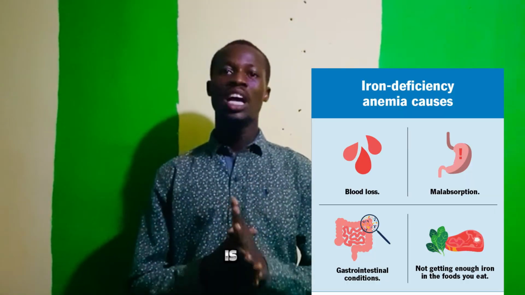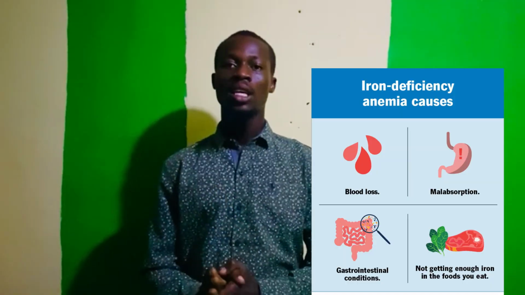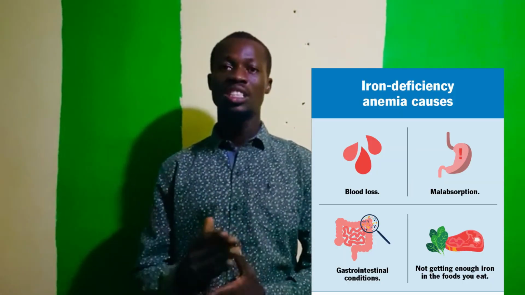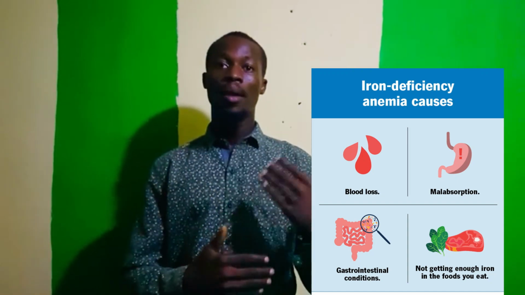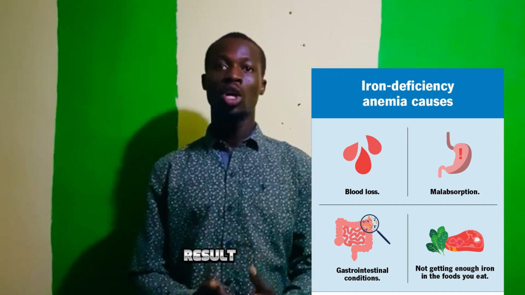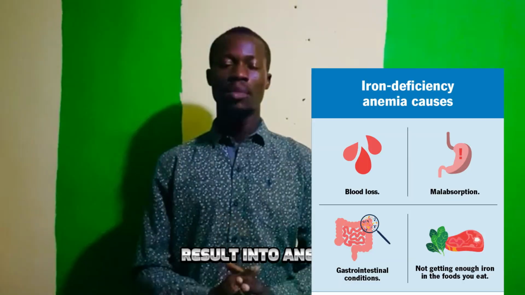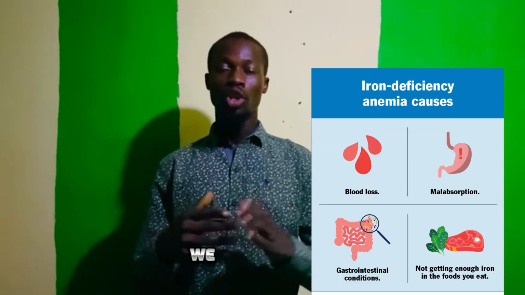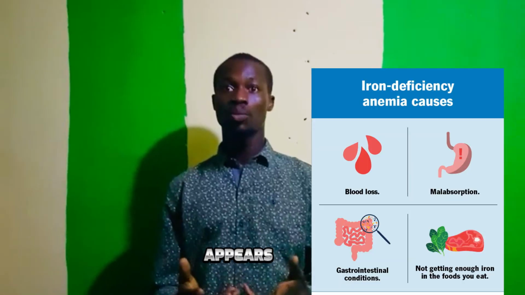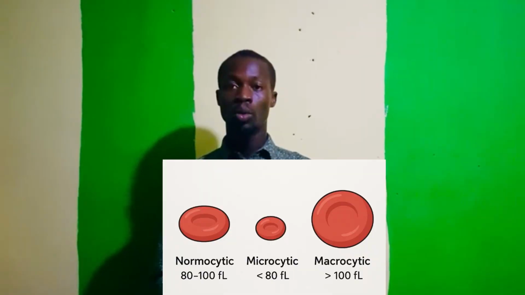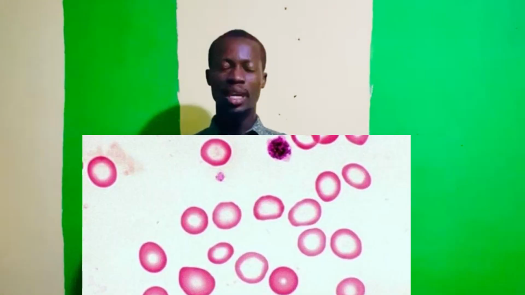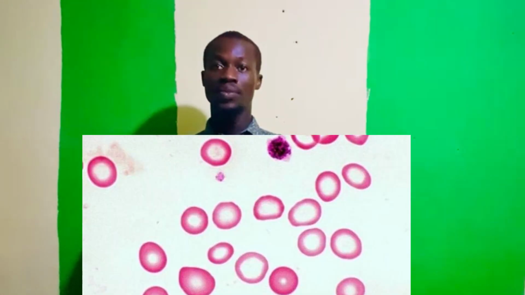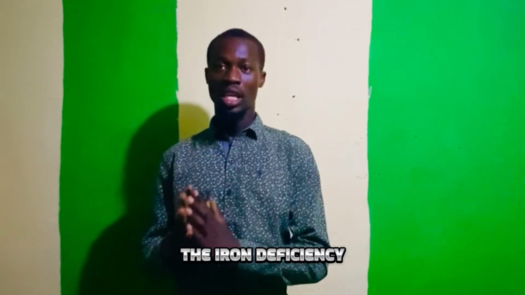So iron deficiency anemia is a form of anemia in which there is an insufficient intake of iron in the body and also blood loss. So that can result in iron deficiency anemia. In that case, we normally see the red blood cells appear microcytic, that is, they are small in size, or they might look pale, called hypochromic cells. So that is for the iron deficiency anemia.